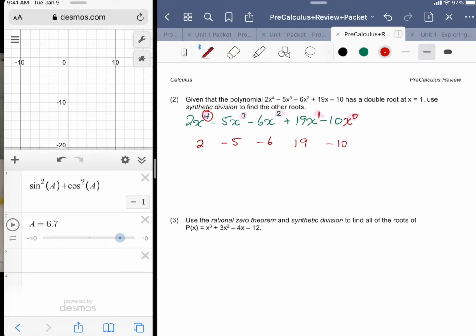All right. If it's a power of 4 polynomial, you should have 5 coefficients. If it's a power of 6 polynomial, you should have 7 coefficients. Always one more with the coefficients. All right. And they tell us that we have a double root at x equals 1. So when I'm setting up my synthetic division, I'm going to put a 1 on the outside. This is always going to be a root.